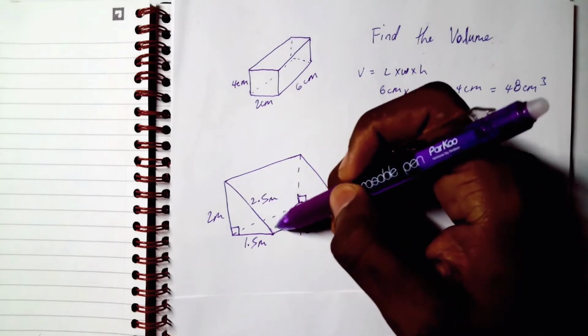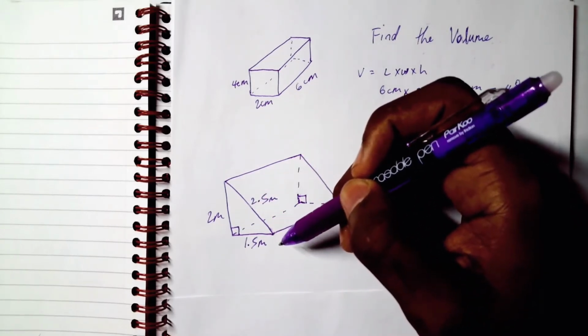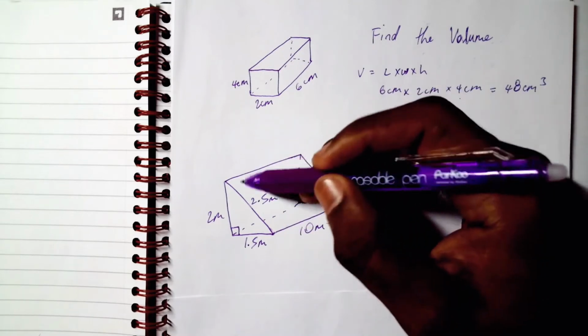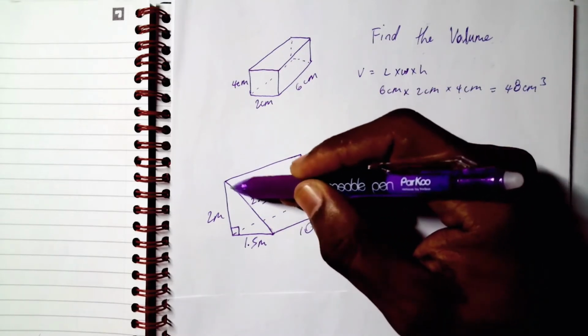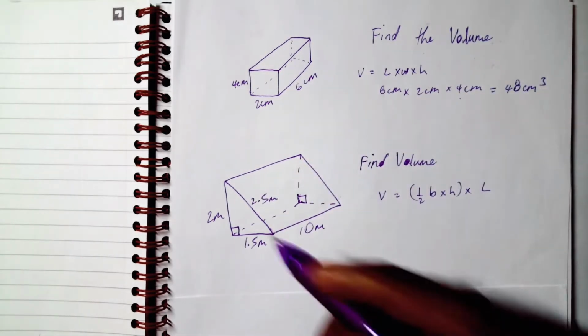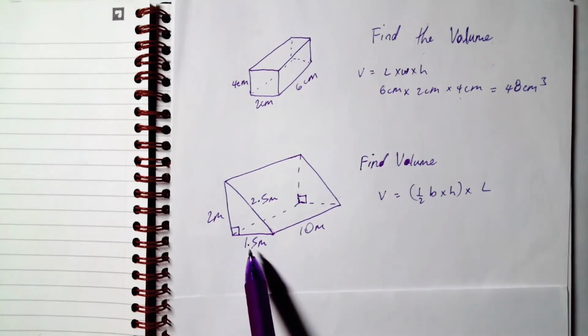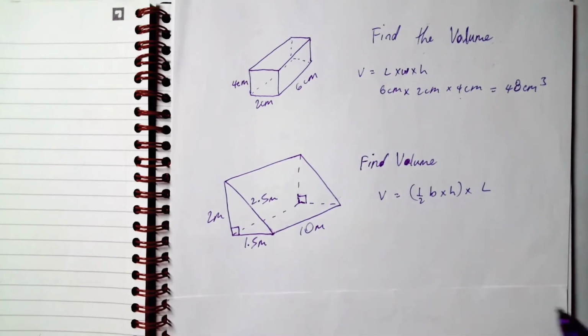We never use the slant area here. Well, not yet. We'll use it soon, but not now. We never use a slant side here when calculating area or volume. Always use the vertical height. So the vertical height is 2 meters, the base is 1.5 meter, and the length is 10 meters.